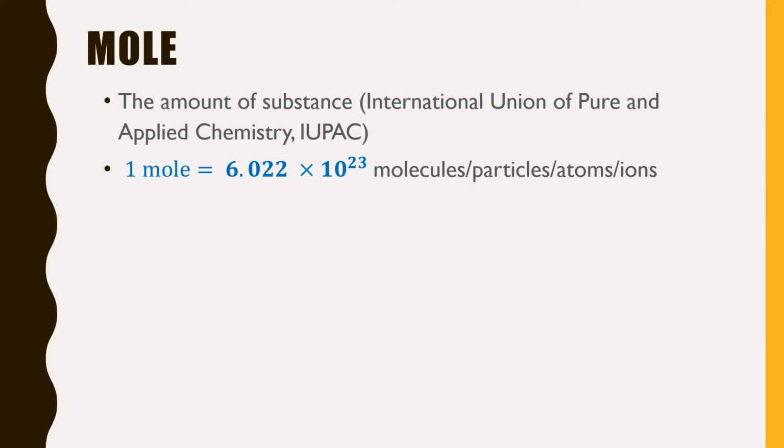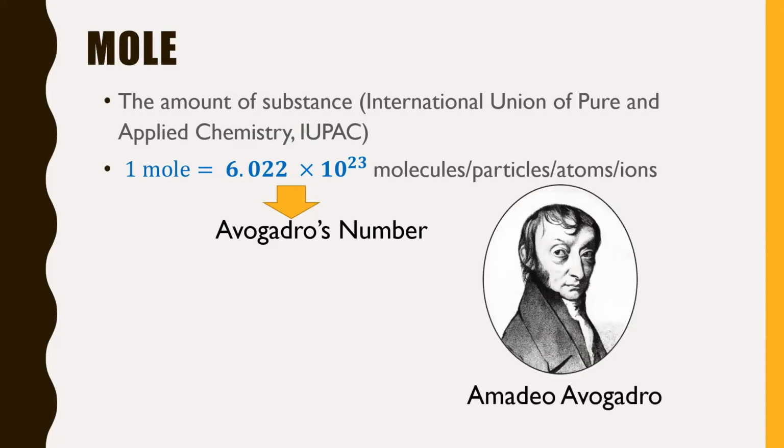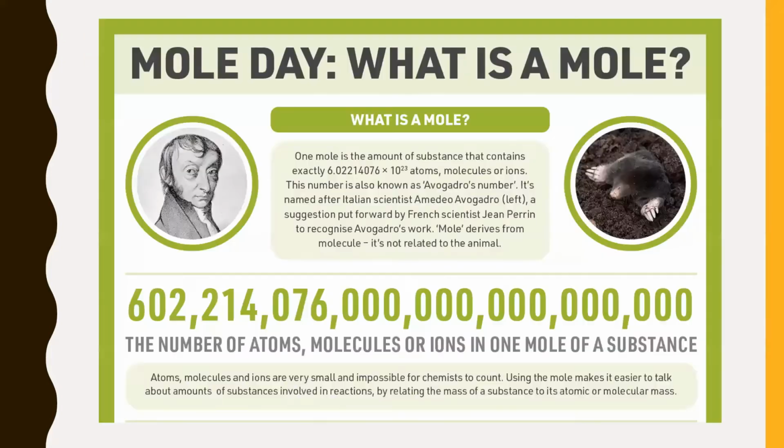Ano nga ba yung number na to? That is the Avogadro's number. Ibig sabihin, kung may 1 mole ka ng substance na yon, meron kang 6.02 times 10 to the 23 molecules. Kung meron kang 1 mole ng NaCl, meron kang 6.02 times 10 to the 23 particles of NaCl. This was named after Amadeo Avogadro.